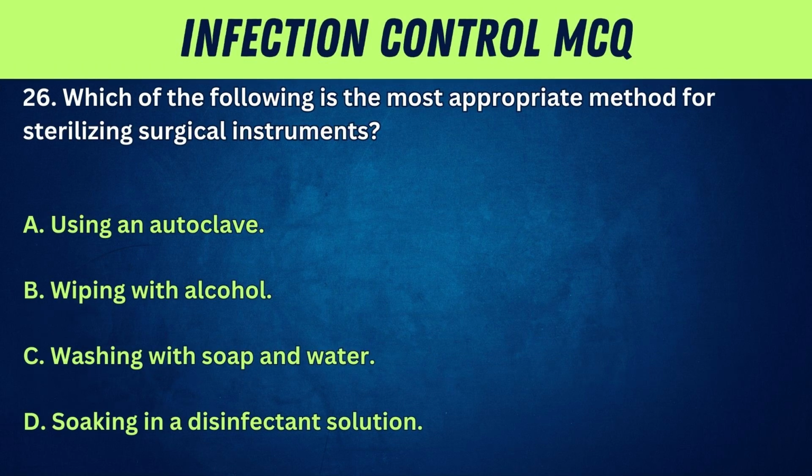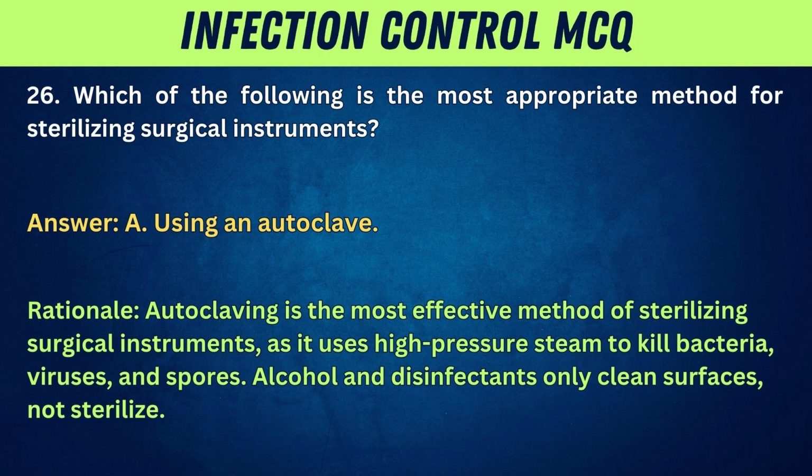26. Which of the following is the most appropriate method for sterilizing surgical instruments? A. Using an autoclave. B. Wiping with alcohol. C. Washing with soap and water. D. Soaking in a disinfectant solution. Answer: A. Using an autoclave. Rationale: autoclaving is the most effective method of sterilizing surgical instruments, as it uses high-pressure steam to kill bacteria, viruses, and spores. Alcohol and disinfectants only clean surfaces, not sterilize.